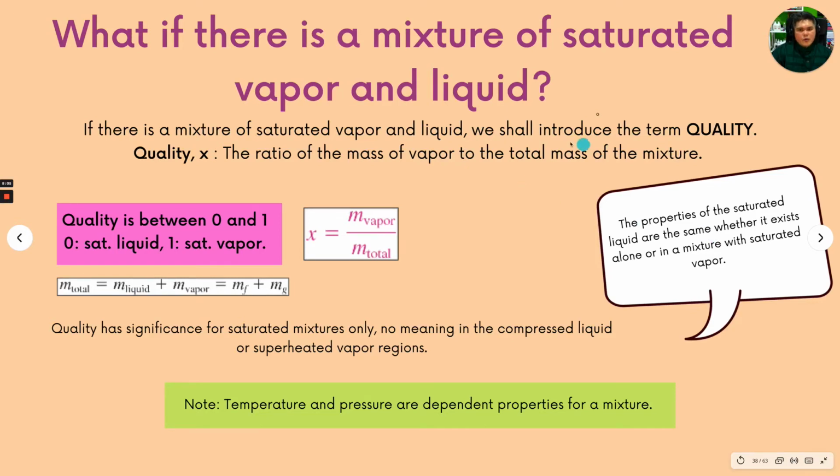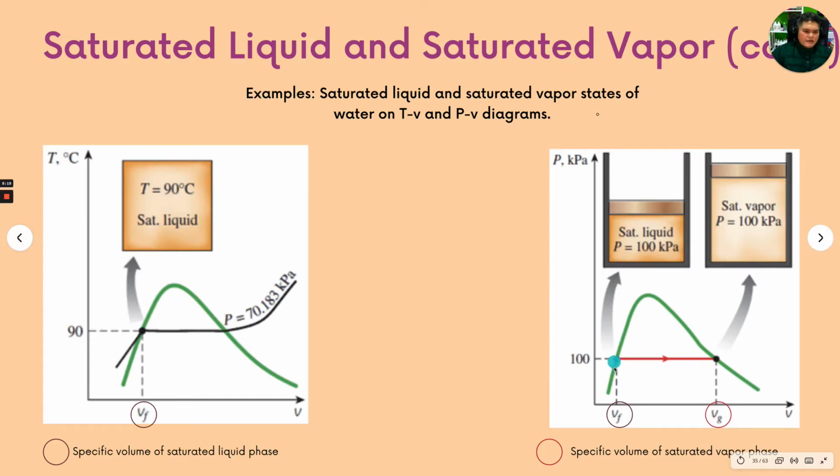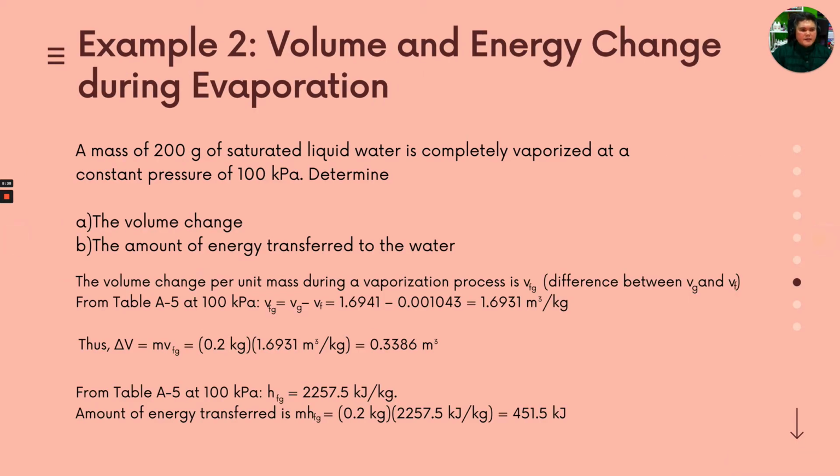What if there is a mixture of saturated vapor and liquid? This is where you start to have a mixture of both. For example, if you go back to the previous slides, at this particular point you have 100% saturated liquid, and at this particular point you have 100% saturated vapor. But what if you are in the middle? That means you have a mixture of liquid and vapor at the same time.